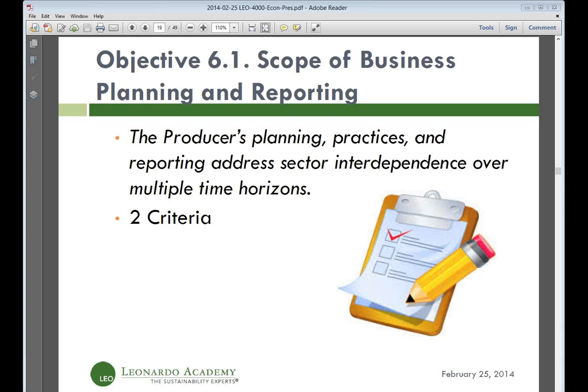There are really only two criteria that we've developed, and you'll find that as you go through the standard in more detail, that a lot of our criteria and a lot of the indicators for our criteria are optional.